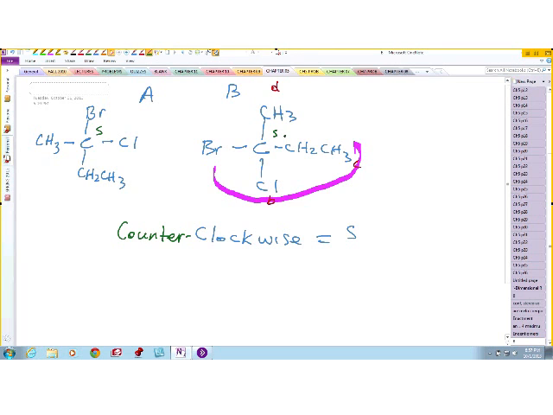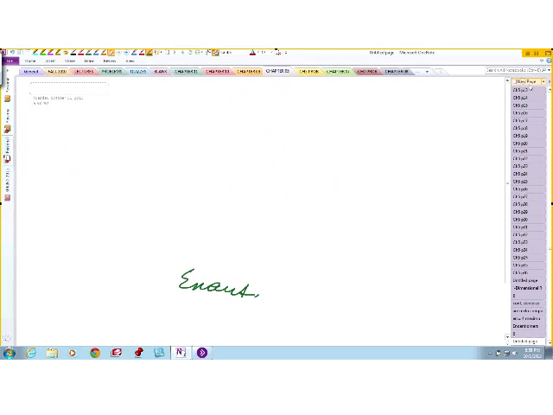Now we have given you what are enantiomers. What are enantiomers again? Anybody know what enantiomers are? Exactly. Mirror images that do not superimpose on each other. In other words, non-superimposable mirror images. Those are enantiomers. Okay.